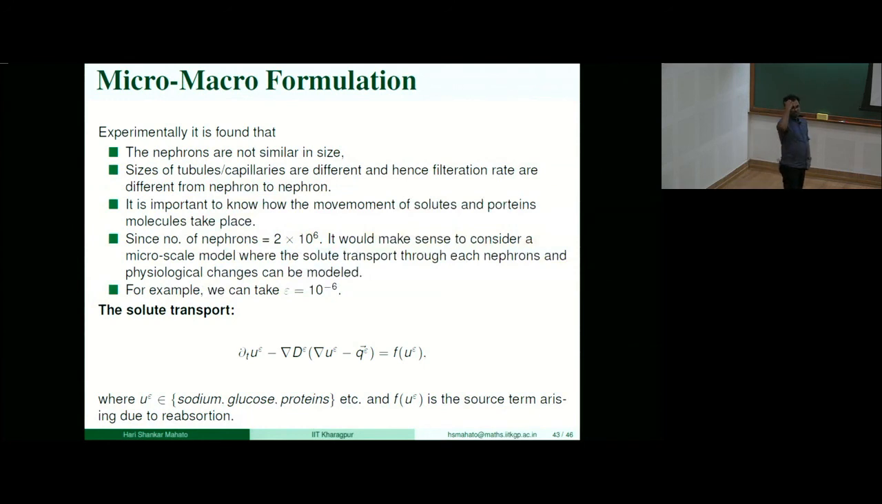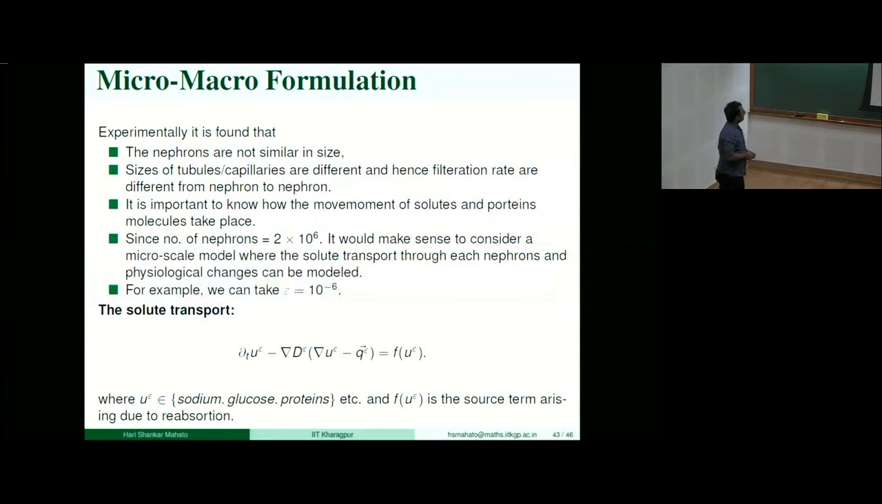So then we made some assumptions that these nephrons are not of the same size, and therefore the tubes and capillaries will be of different sizes, and therefore the filtration rate would vary from one nephron to another. And at the same time, since we are focusing on these solutes like protein molecules, glucose, sodium, it's always important to know how they are moving. I mean, how their concentration is changing throughout the kidney or throughout our body. And since we know that we have 2 million nephrons in our body, we can consider, let's say, a scaling parameter of 10 to the power minus 6 when we want to come to the one nephron at the microscopic level.